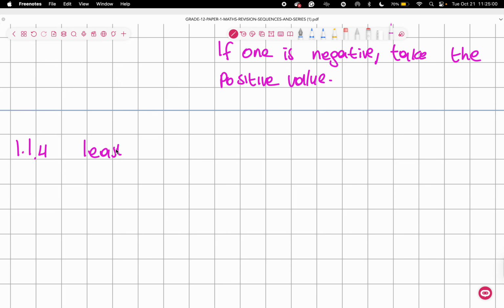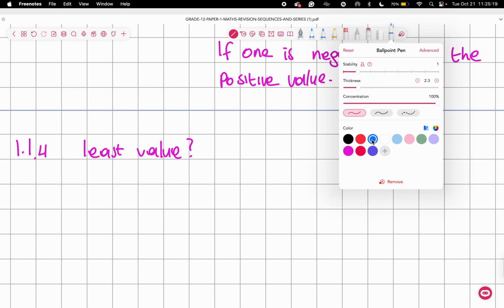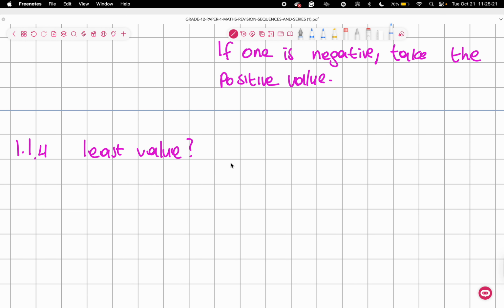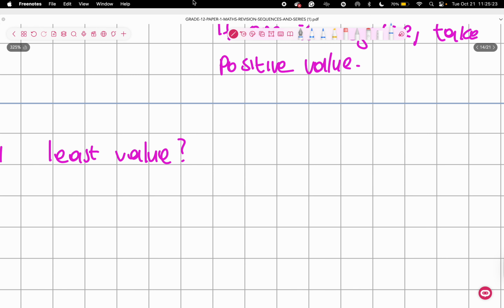But anyway, the least value is what they're looking for. So the question is, what are they looking for? When they say which term in the sequence has the least value, it means find the smallest number in the sequence. Okay, I'm tired of pink. Let me change to blue. Find the smallest number in the sequence.